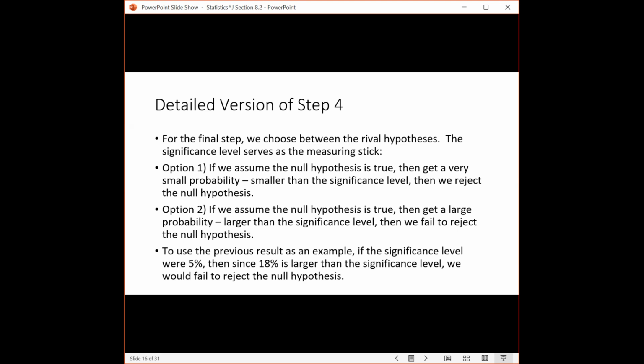All right, so to use the previous result as an example, if the significance level is 5% and you get an 18% p-value, 18% is larger than the significance level. So then you'd fail to reject. You've got option 2 here. The percentage you got is larger than the significance level, so you fail to reject. That suggests that the null hypothesis was correct.